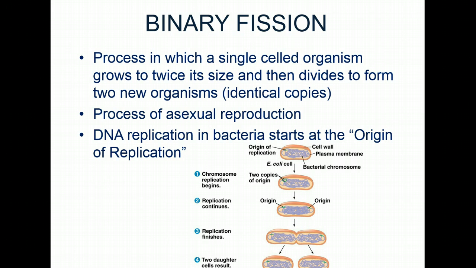So here we don't have a nucleus to deal with. We don't get the spindle and all those fibers. We don't have multiple chromosomes to worry about lining up. We just have a single chromosome that we double and put into two new cells. So it's a much simpler process than what we see in eukaryotic cells.